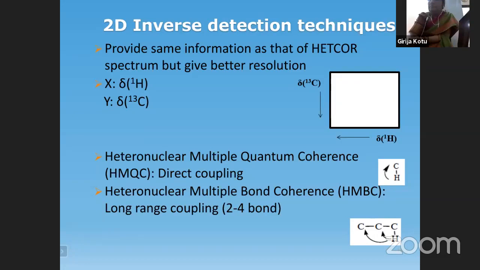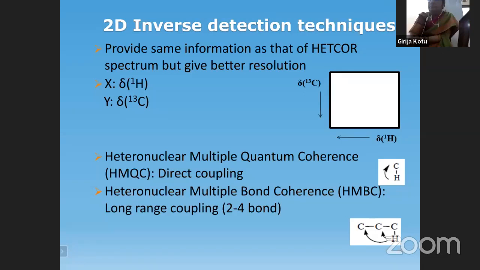So this provides the same information as that of HETCOR, and it gives better resolution. So the x-axis here is proton and the y-axis is C13. But in HETCOR, x is C13 and y is proton.